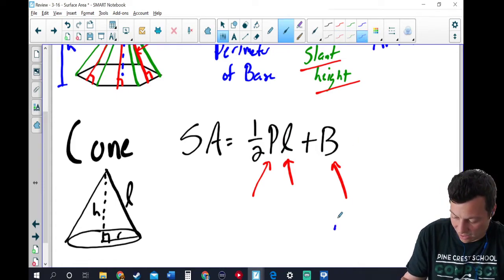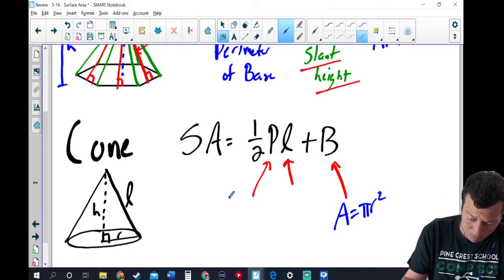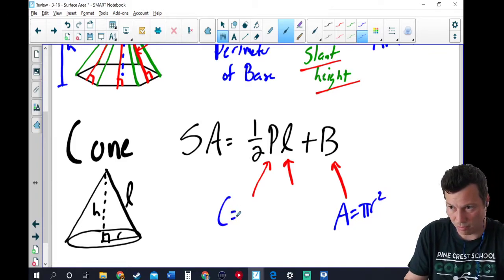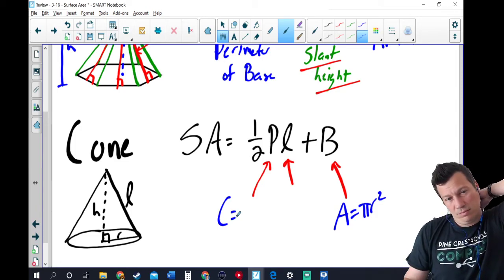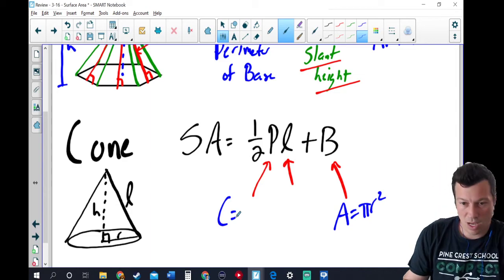Again, the only difference is that the area, no matter what, is going to be pi r squared because it's always a circle. The perimeter is actually circumference because there's no perimeter of a circle.